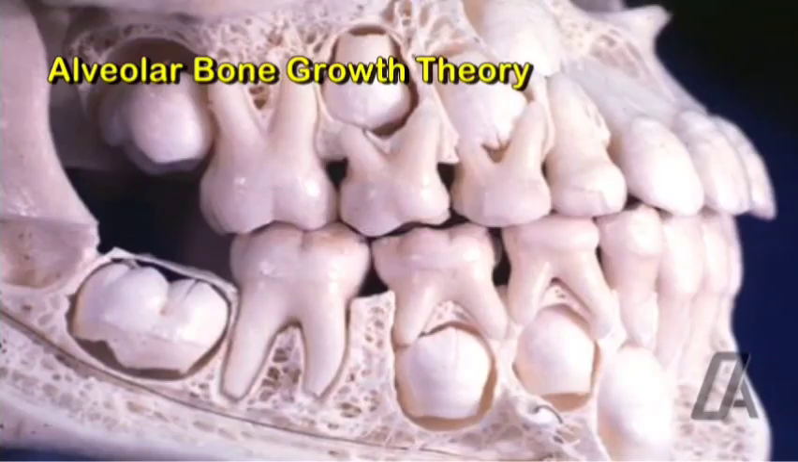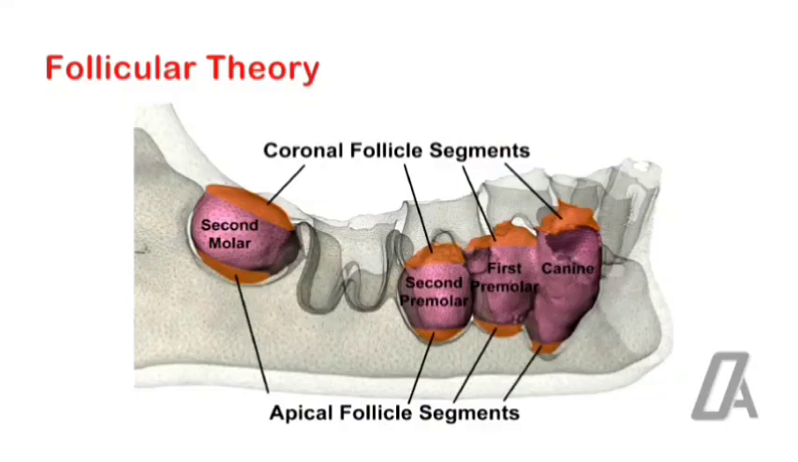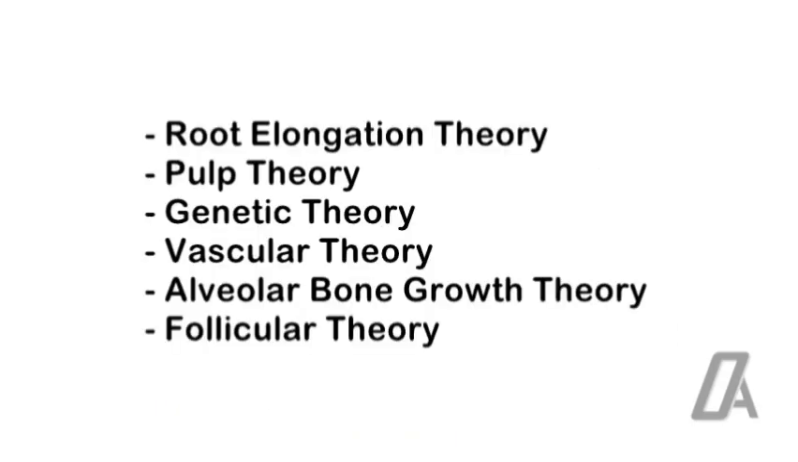The alveolar bone growth theory, linking eruption to bone formation around the tooth. And the follicular theory, which emphasizes the role of the dental follicle, the tissue surrounding the developing tooth. No single theory explains eruption completely, but together they help us understand the possible factors involved.